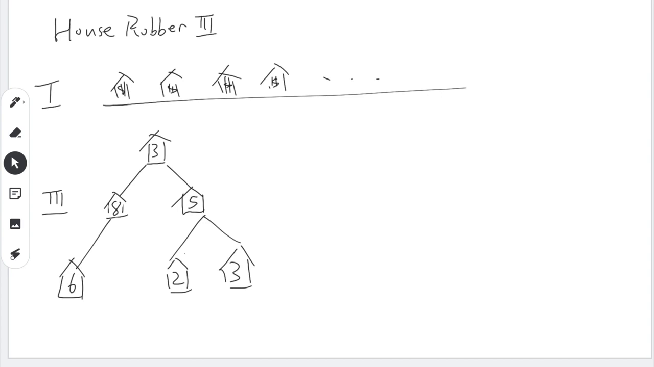For example, here we have a binary tree rooted at number 3, and 3 has two children, which are 8 and 5. And 8 has a child of 6, 5 has children of 2 and 3. So the constraint in House Robber 3 is the same as in House Robber 1, where the robber cannot rob houses that are next to each other. In House Robber 3, the houses are next to each other only when they are directly connected. For example, 3 and 8 are directly connected, and 3 and 6 are not directly connected.